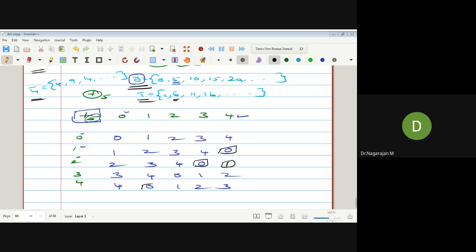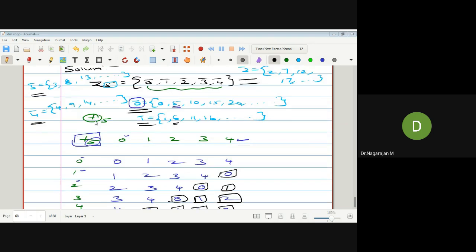I want this shaded because this is a class element. The remaining are direct elements. This is a class element, this 3 also. Okay. This is the addition modulo 5. So next we want to put the next table.